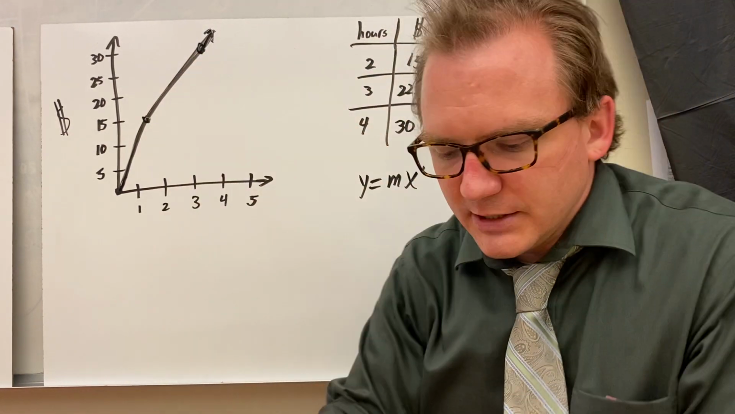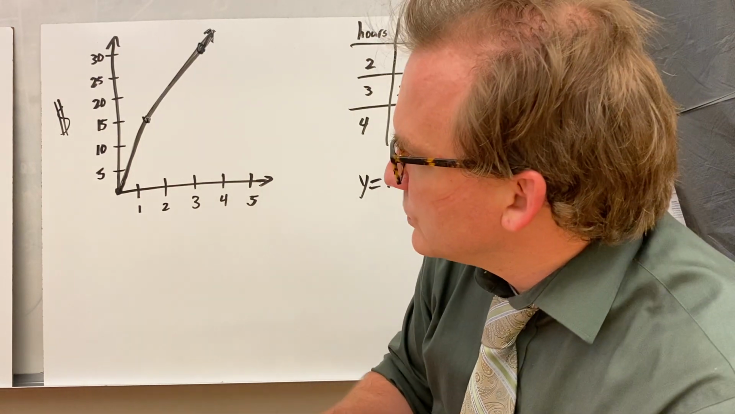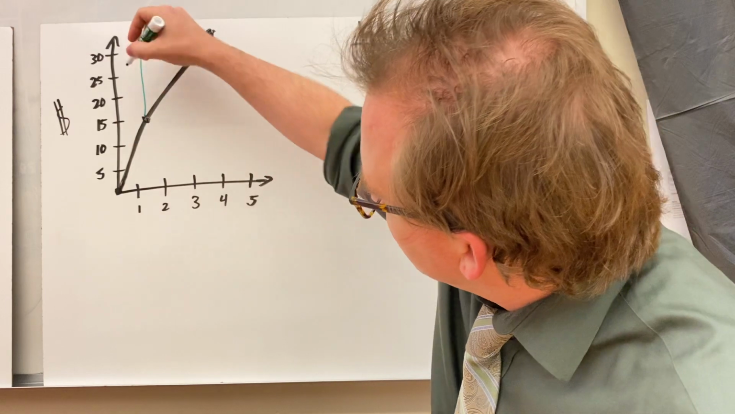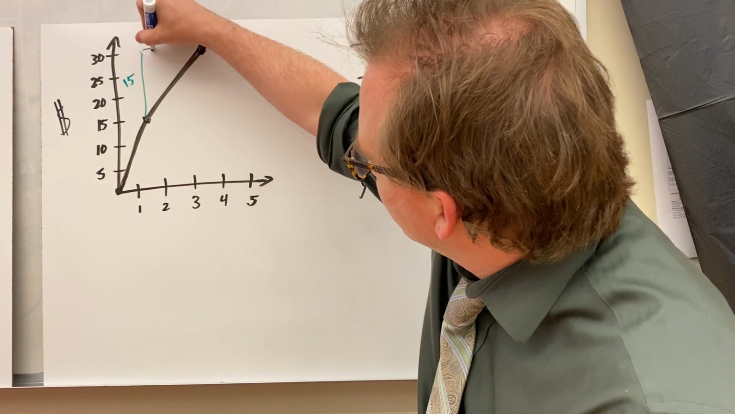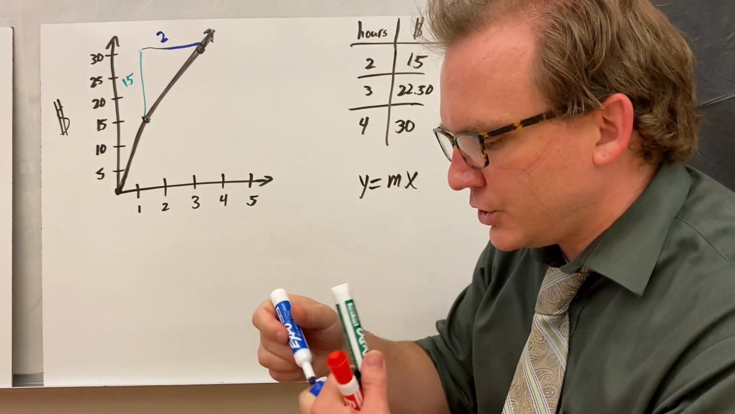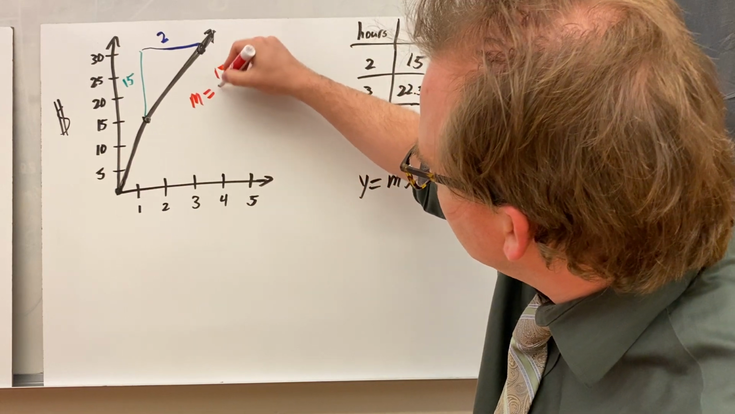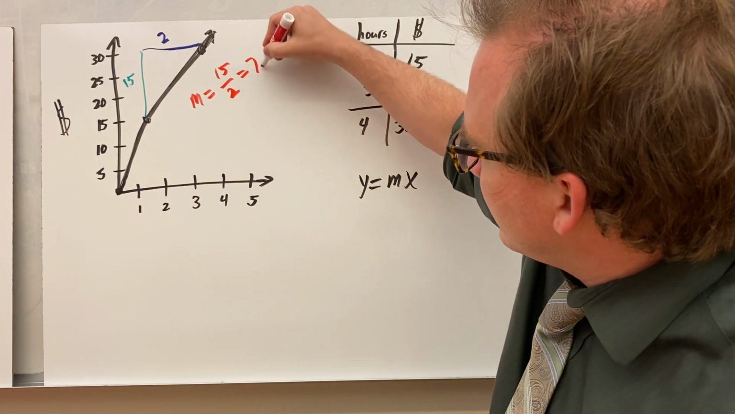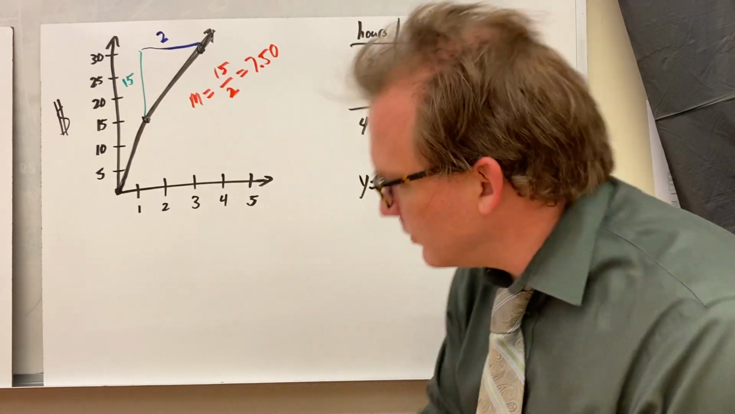Now, I can calculate my slope, or my m value, by doing rise over run. Green up: I can go up from 15 to 30, and that's an increase of 15. And my run goes over from 2 to 4, so that's an increase of 2. So m equals 15 over 2, which, if you divide 15 by 2, is $7.50 for 1 hour. So $7.50 in 1 hour is how much we would make here.